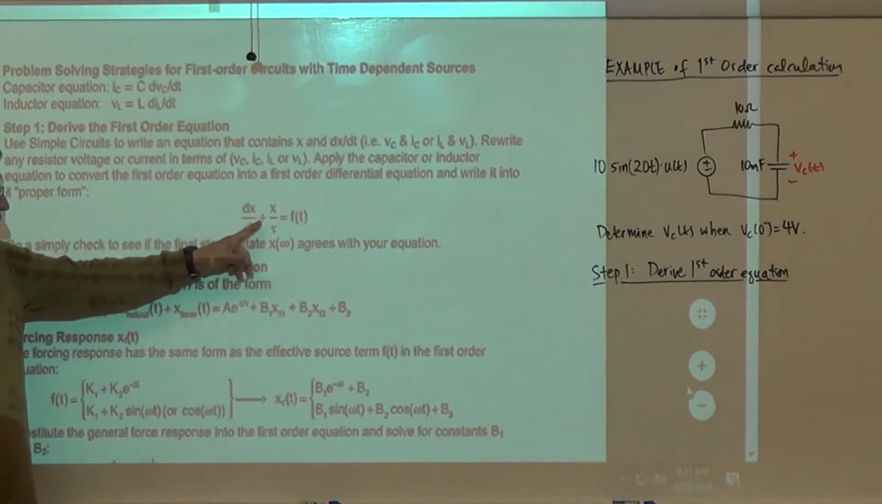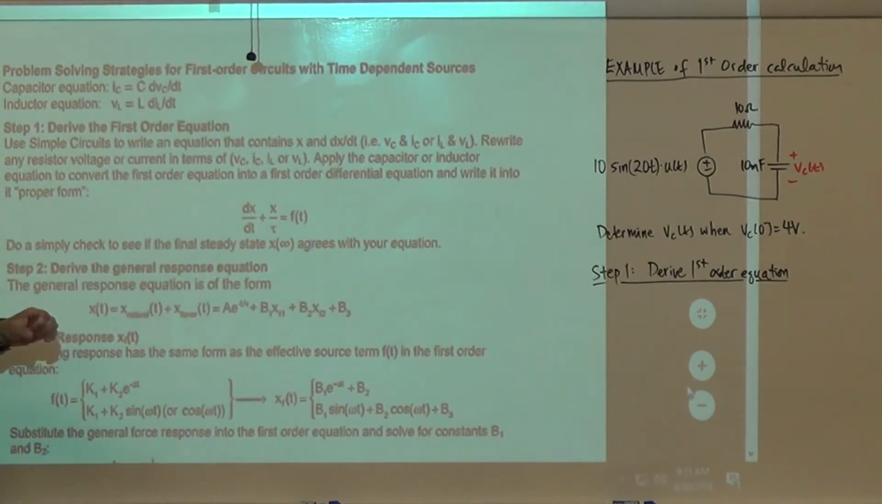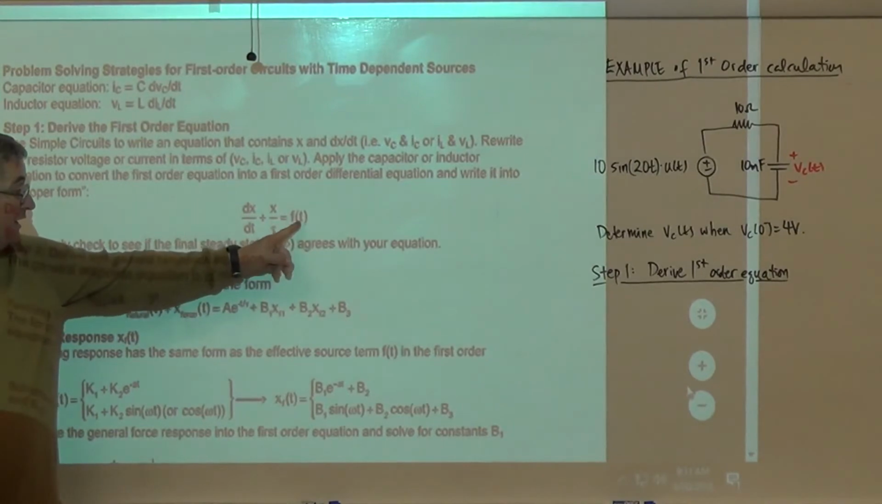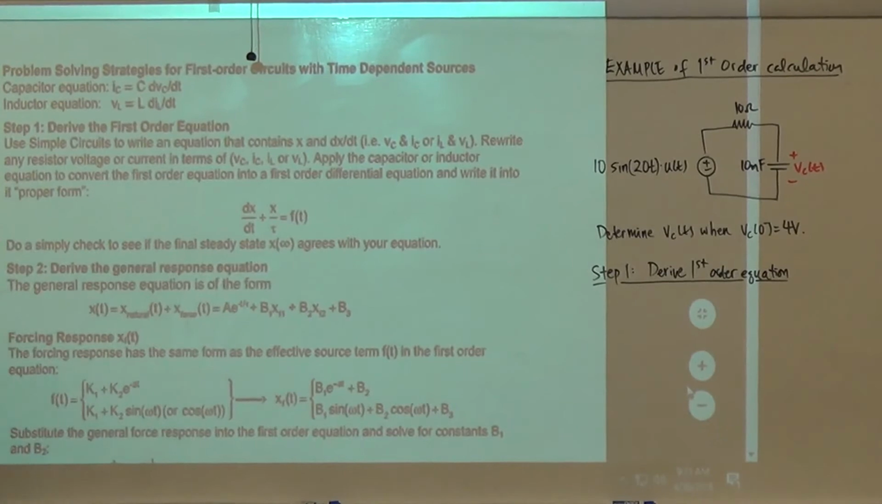Once we get our first order equation, then, as we discussed before, we have to have the form for the particular solution, or the forced solution, as that effective source. That's what it has to be. So how about if I not go there and let's just do step 1 and step 2.